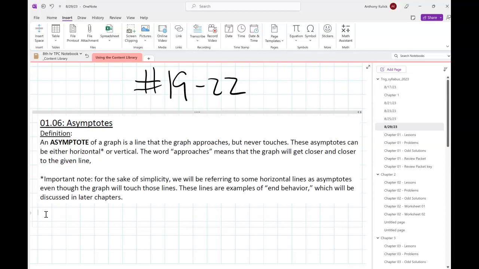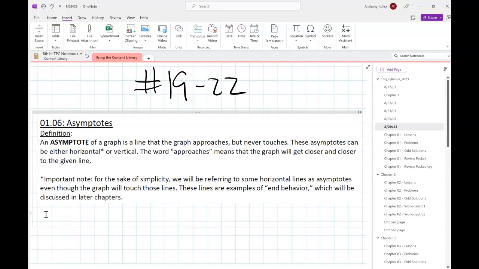So when we say an asymptote of a graph is a line that the graph approaches but never touches. These asymptotes are typically horizontal or vertical. In mathematics, the word approaches means the graph gets closer and closer to the given line, but maybe not actually ever gets there.